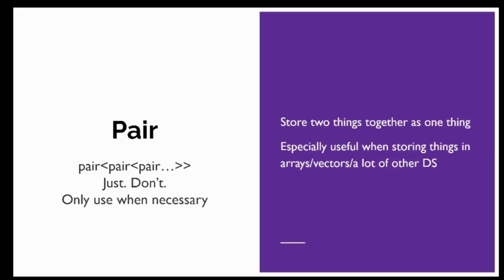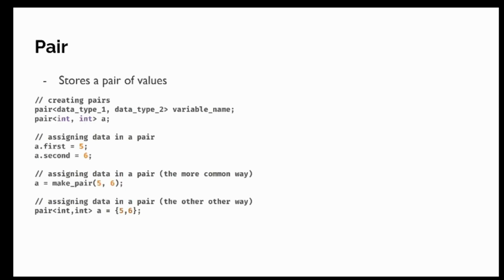Okay, next up, a pair. I used a pair when explaining a problem yesterday. So what is a pair? A pair essentially just stores two things together as one thing. Two things because it's a pair. Haha. And it is quite useful when you are storing things in an array or vector or basically any other data structure. So it stores a pair of values.